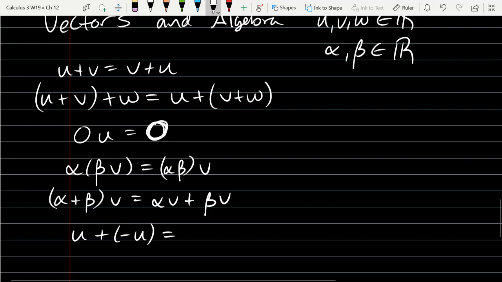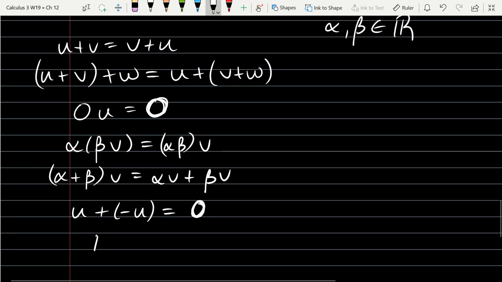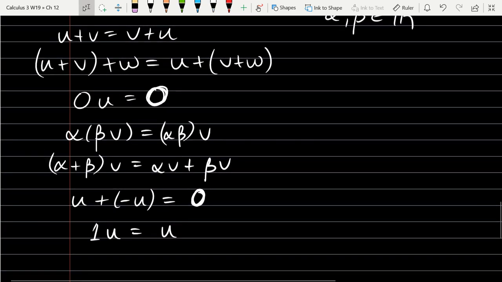Every vector has a negative version, and if you add the two vectors together, the vector plus its negative, also known as the additive inverse, you get the zero vector out. So it'll have all the same coordinates, just opposite signs. So they add up to zero. The number one times u is just u. That won't change the vector at all, scaling it by one.